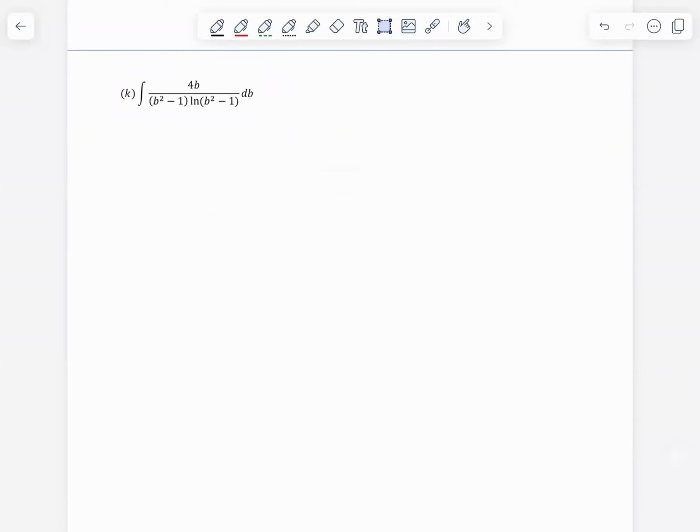Within the ln? That could work. I'll tell you there's a faster way, but that will work too. It'll be a W substitution. It's totally fine to go that route.